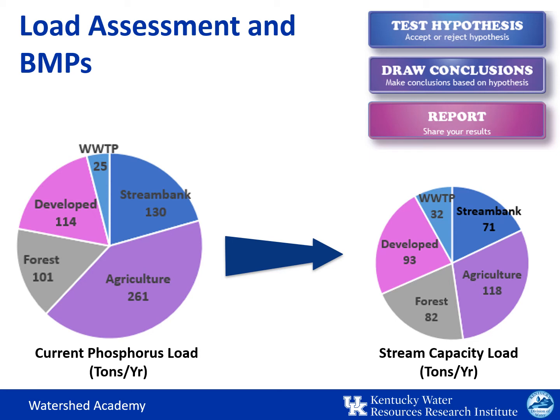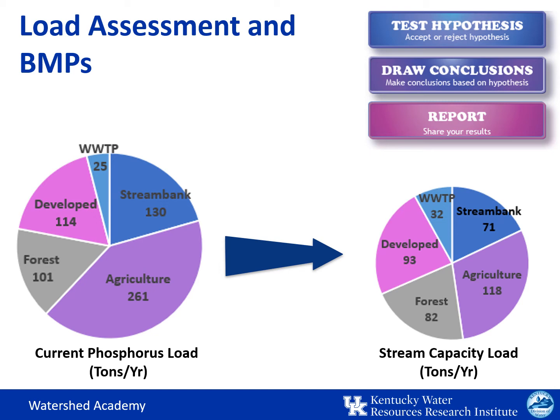In both charts, the load, or tons per year, of the whole amount of phosphorus loading is shown. For example, agriculture is currently contributing 261 tons of the overall load, but needs to be reduced to 118 tons through appropriate management techniques. Stream banks are contributing 130 tons per year, while needing to be reduced to 71.